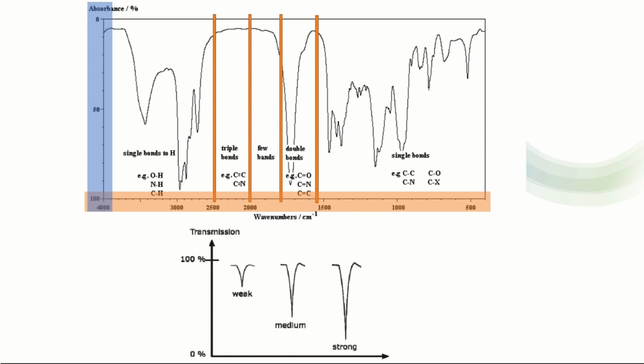And there are some peaks over here as well. So these peaks are medium, weak, or strong peaks. These peaks depend on the relative intensity in the infrared spectrum. So when the peak is the strongest, it means that it has the lower transmittance percentage.